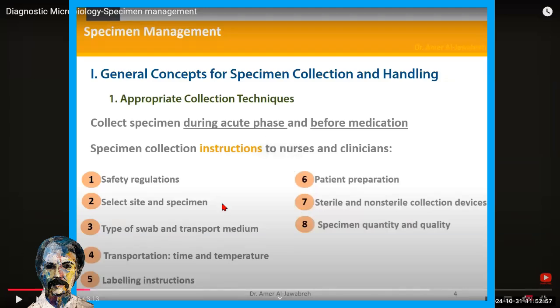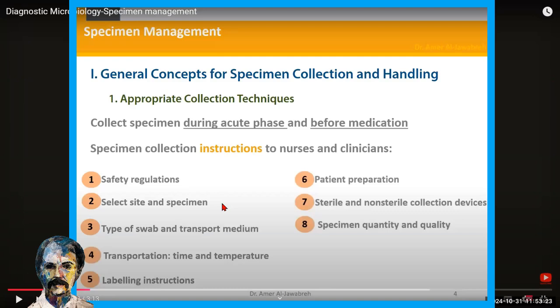Specimen quantity and quality. In urine culture, at least you have to give 10, 15 ml. If you give me 1 ml, it's not enough. Maybe it can work if the infection is a very heavy infection, but normally 1 ml or 2 ml is not enough. So you have to give enough sample. That's very important.